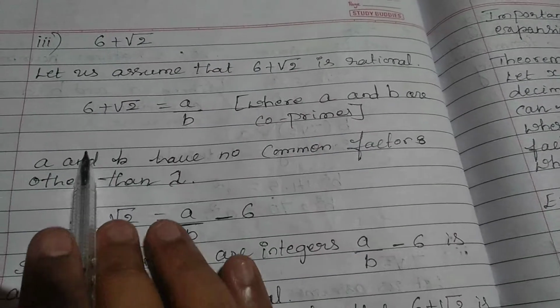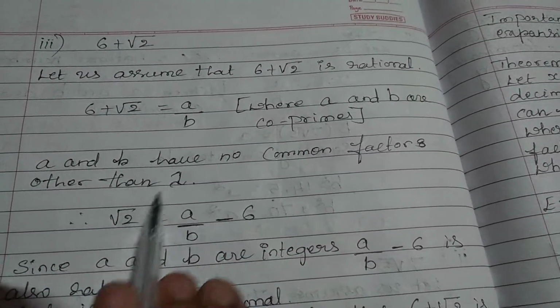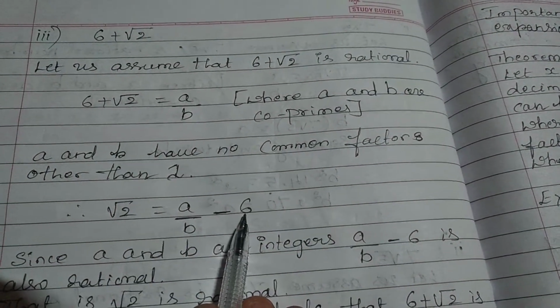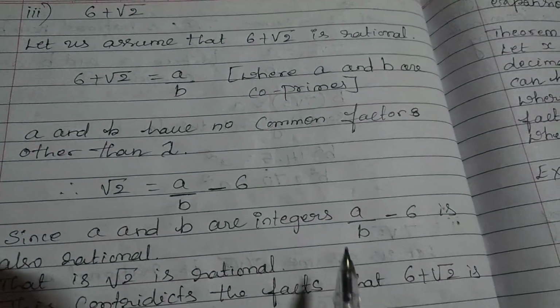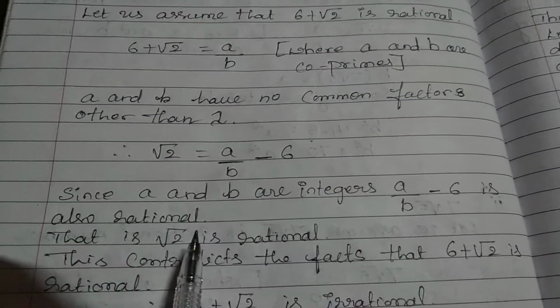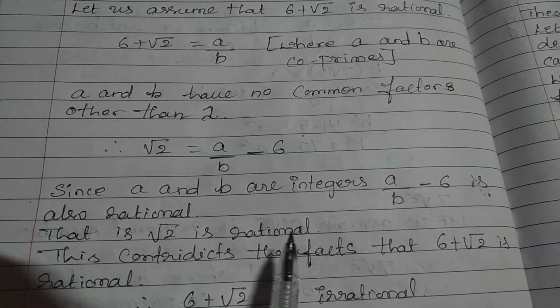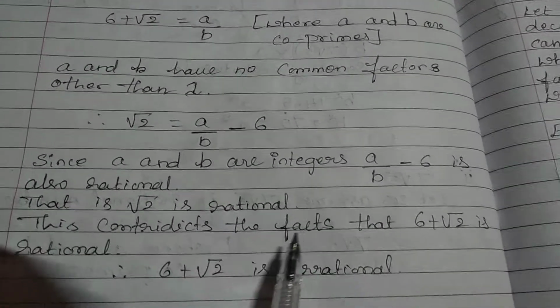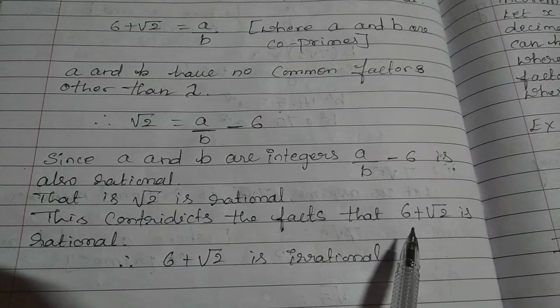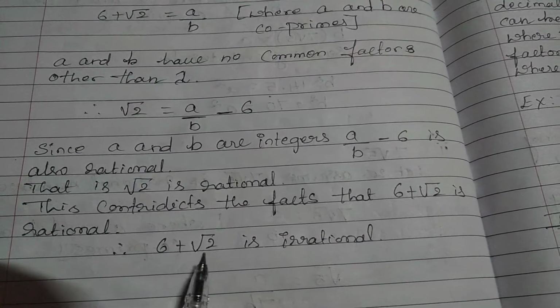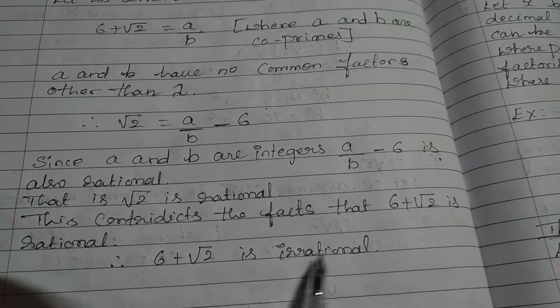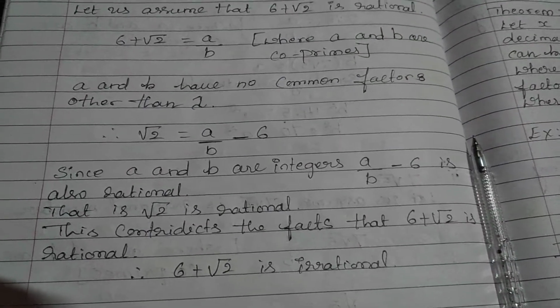Look at this. I can take this 6, transpose this 6 to the right hand side. So you will get this. Since a and b are integers, this is also rational. So root 2 is rational. So this contradicts the fact that root 2 is irrational. So therefore 6 plus root 2 is an irrational number.